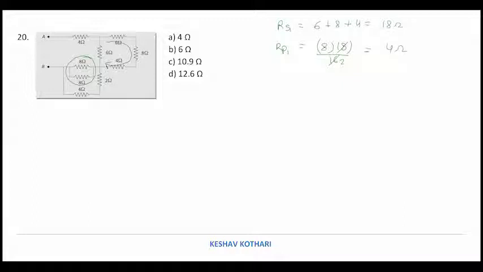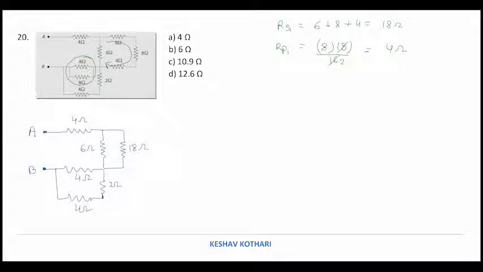So I can redraw this circuit in this way, that this value is 4 ohm, this one is 6 ohm, and this value is equal to 18 ohm, and then we are left with 4 ohm, 4 ohm and 2 ohm. So this is what we obtain over here.